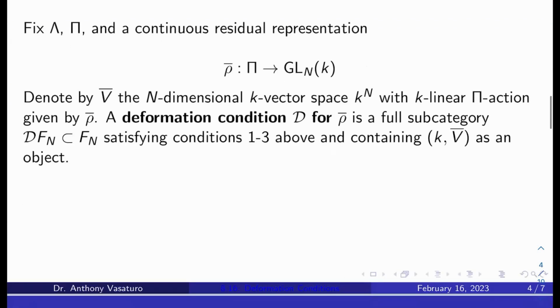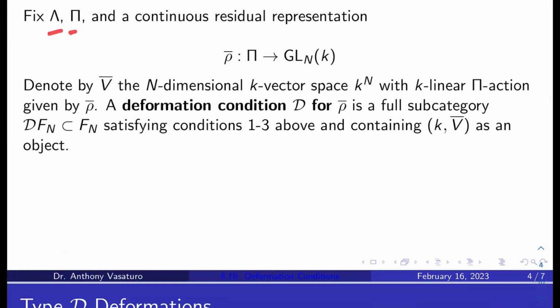Okay, so deformation conditions. Let's fix lambda, pi, and a continuous residual representation rho bar from pi to GL_n of k. Denote by V bar the n-dimensional k vector space k^n with the k-linear pi action given by rho bar. So it's the representation space here. A deformation condition D for rho bar is a full subcategory D_n in F_n, satisfying the three conditions above, and which contains (k, V bar) as an object. I mean, we certainly want this to live there, right?